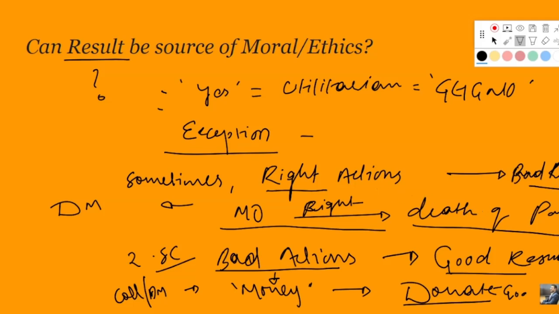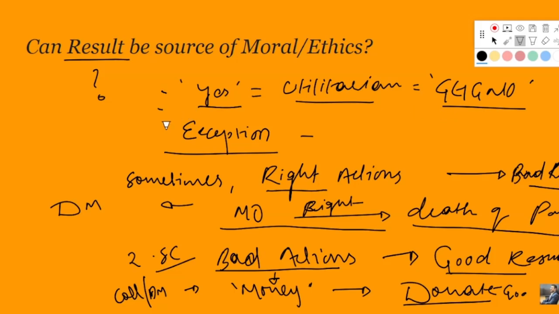Sometimes a right action can lead to a bad result, as in the case of the medical officer, and sometimes a bad action, that is systematic corruption in the case of bureaucracy, can lead to a good result, that is donation. So this is how you have to attempt your answer, which asks whether result can be a source of morality. Yes, result can be a source of morality or ethics, which is supported by the idea of utilitarianism or consequentialism, which propounds the idea of the greatest happiness of the greatest number. Any action which leads to the greatest happiness of the greatest number or welfare of the society shall be considered ethical or moral.